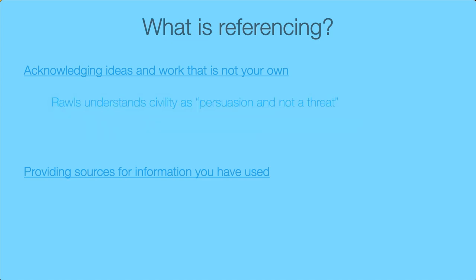So, acknowledging ideas, we can have, for example, the following sentence. Rawls understands civility as persuasion and not a threat. There is our referencing information. So we have the author's name, the publication date, and the page number on which this information appears.